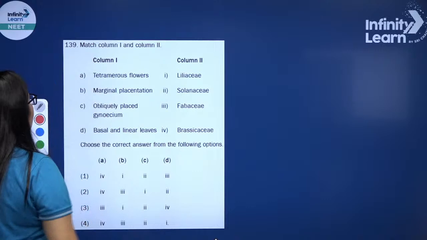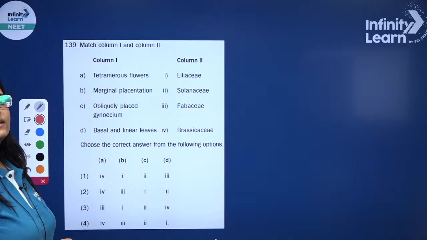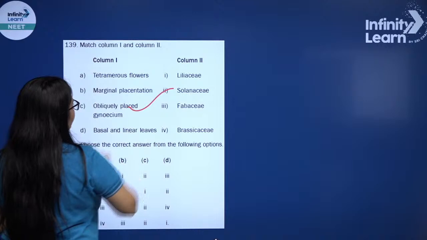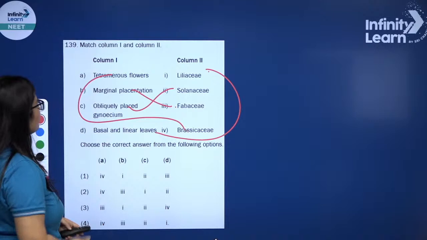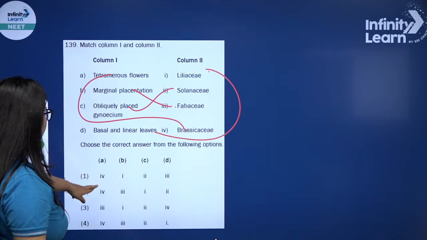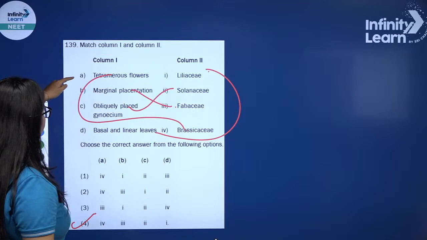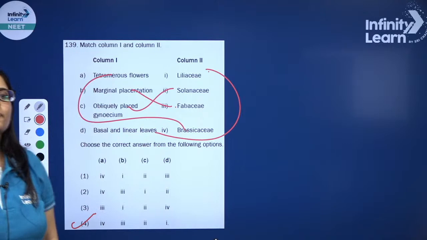Tetramerous flowers, marginal placentation, obliquely placed gynoecium and basal and linear leaves. Can you tell me what was the right answer for this one? Kalyan, Vamshi, try this out, my lovely kids. Very simple, start from the basics. Obliquely placed gynoecium, you will see in Solanaceae; marginal placentation in Fabaceae; basal and linear leaves and tetramerous flowers in Brassicaceae. So A goes with 4, B goes with 3, C goes with 2, and D goes with 1. The fourth is the right answer. Okay, guys? Good. Next question.